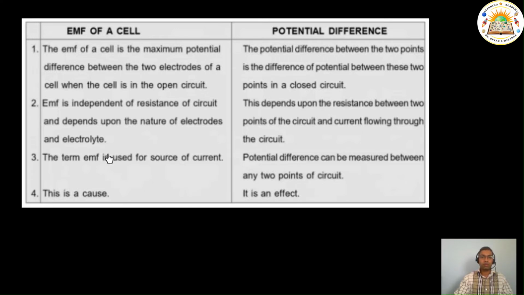Now, since EMF of a cell is used for the source of the current, it does not depend on the current that is drawn from the circuit or from the cell. Whereas the potential difference basically depends on the current that is drawn throughout the circuit from the cell. So from the cell, the current passes through the circuit, which is drawn using potential difference. Now, just like how we had resistors in series and parallel, so also can we have cells in series and parallel. And we have to look at how we are going to solve that.